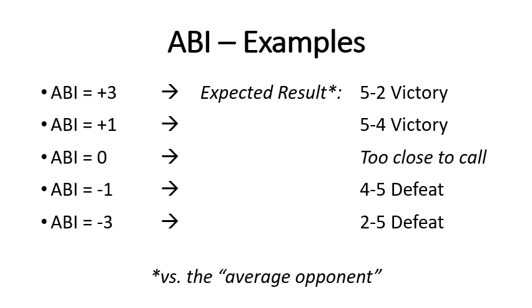Now, of course, all of these expectations are defined with respect to an average opponent. The expected result against a weaker opponent would be better. The expected result against a stronger opponent would naturally be worse. So what does all this mean in terms of our expected victory rate?